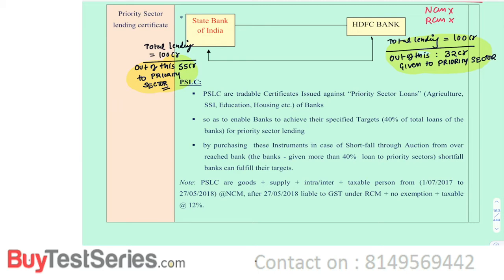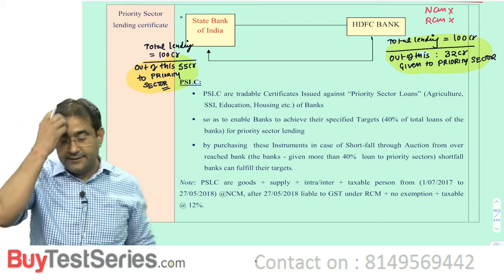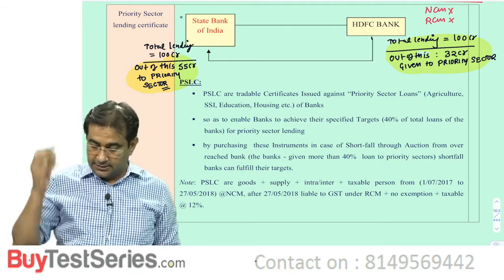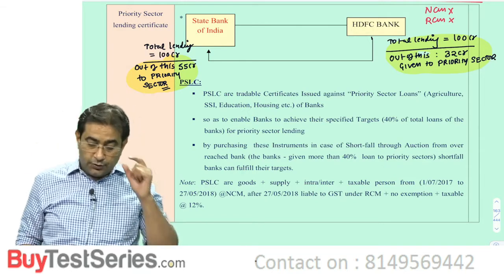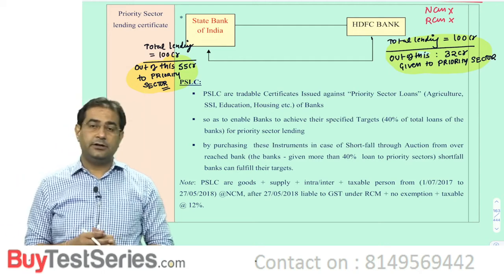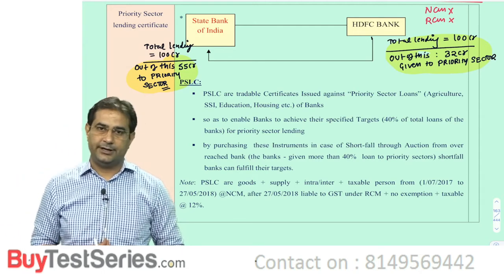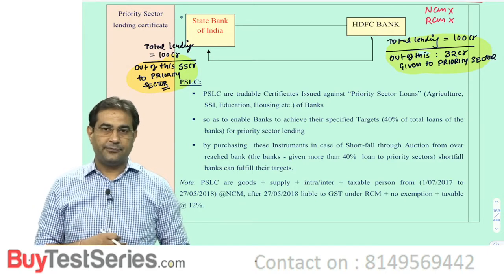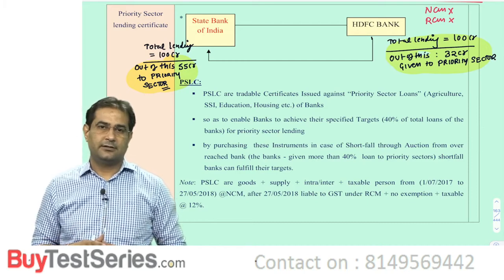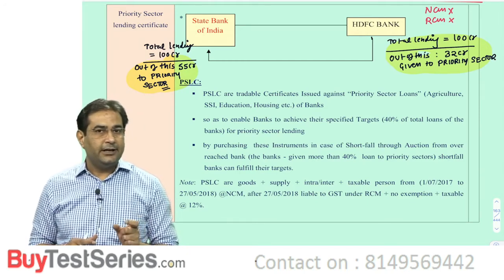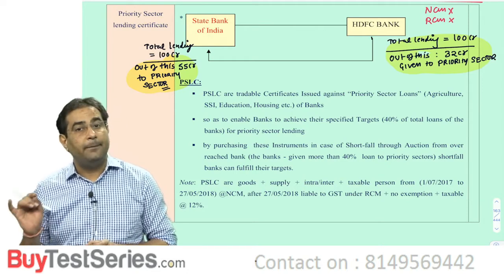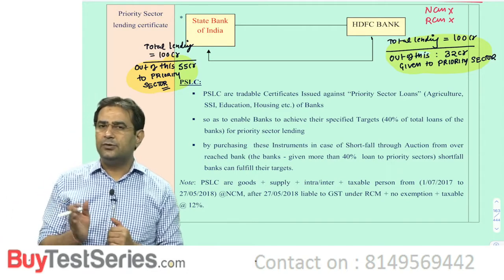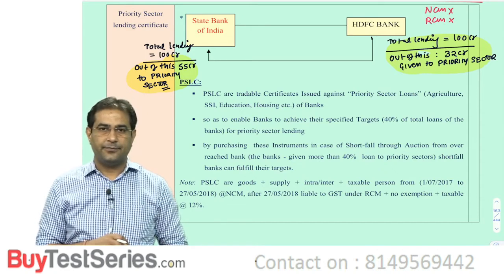Okay, sir. Now what to do? HDFC Bank is in problem. Now what to do? So here there was a concept, even developed by Reserve Bank of India, that an overreached bank may sell priority sector lending certificate to the bank which is unable to meet the target for a consideration.